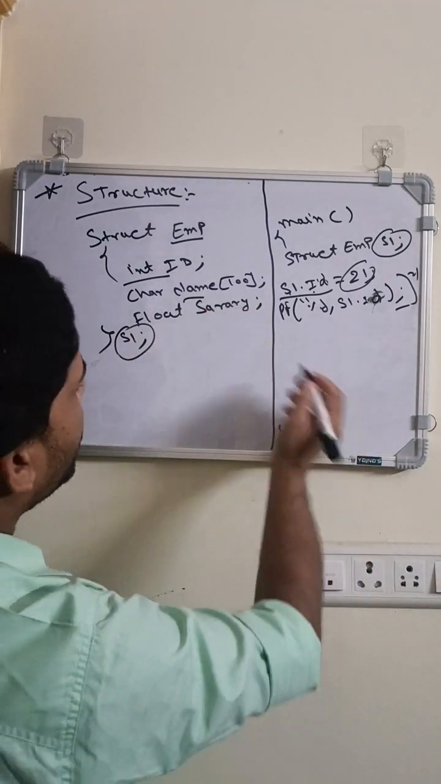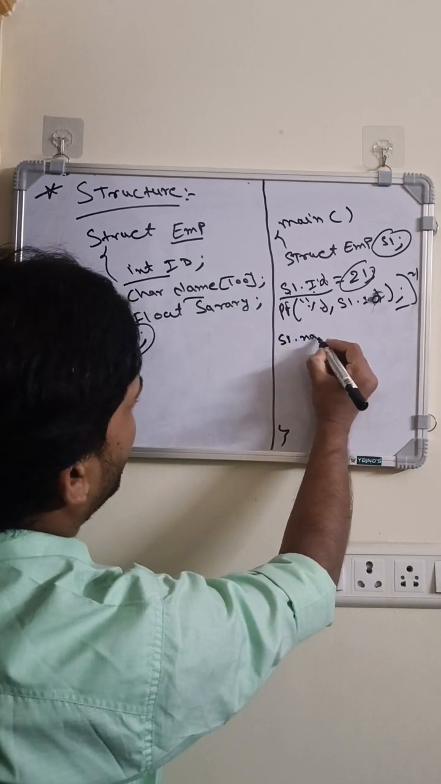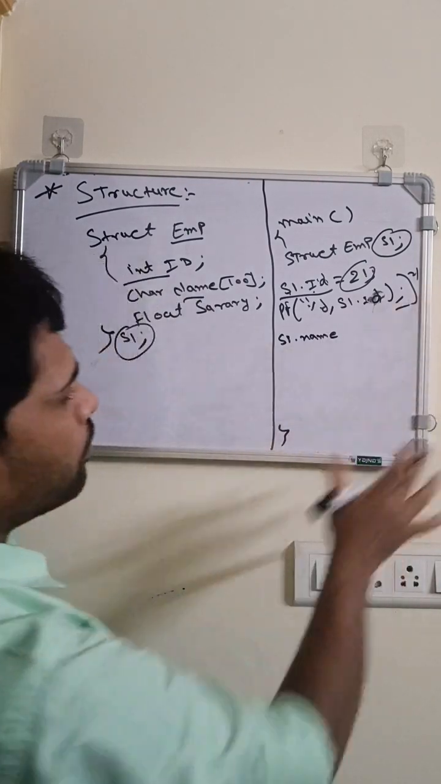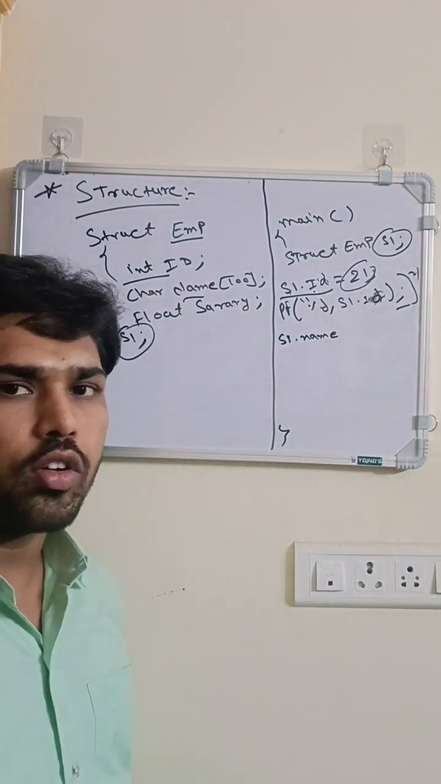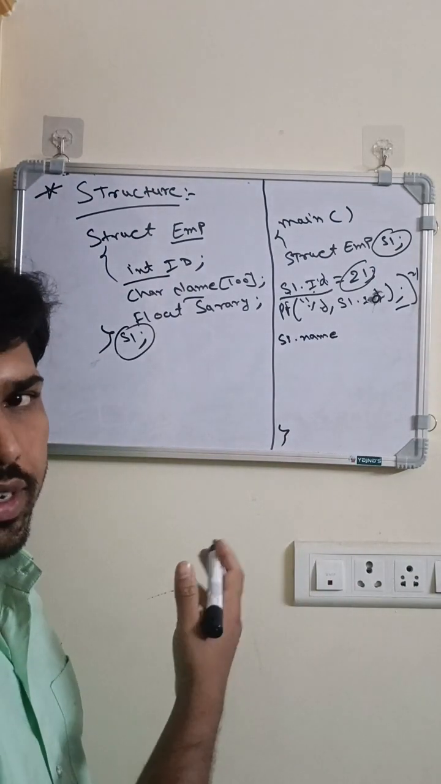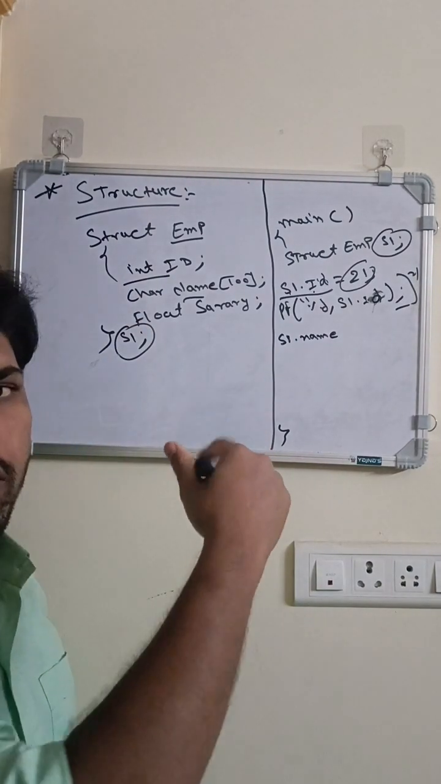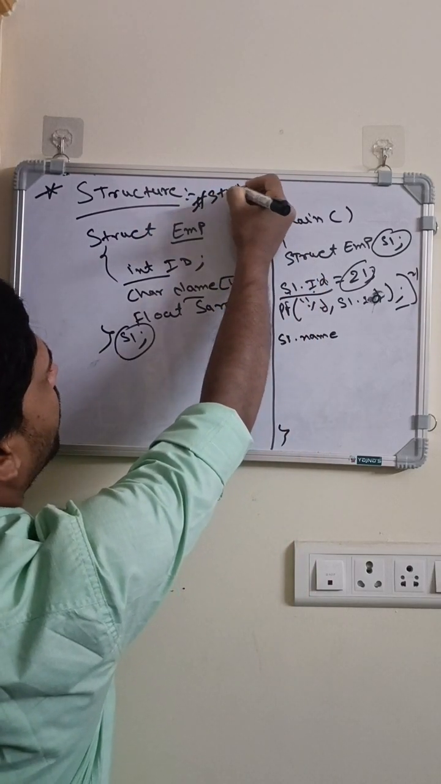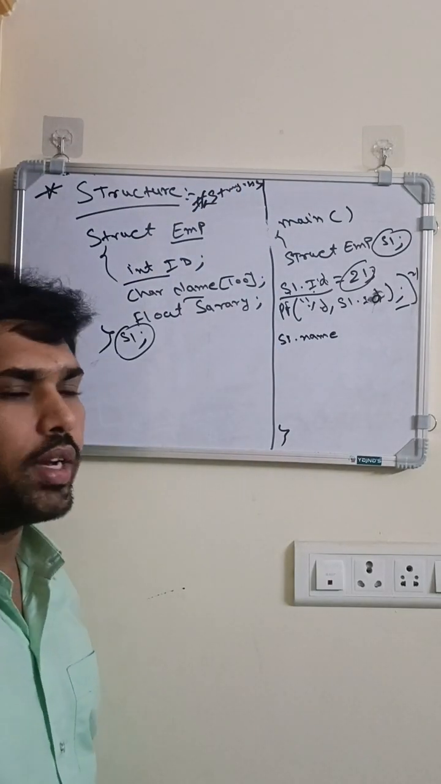Now next is name. How to access name? Again the same thing, s1 dot name. We can assign some name, but because it is a character, we have to give a string. Name is nothing but a character or string, right? For that we have to add a library: when you add include stdio.h, at that time we also have to add include string.h. That is our library file for strings.